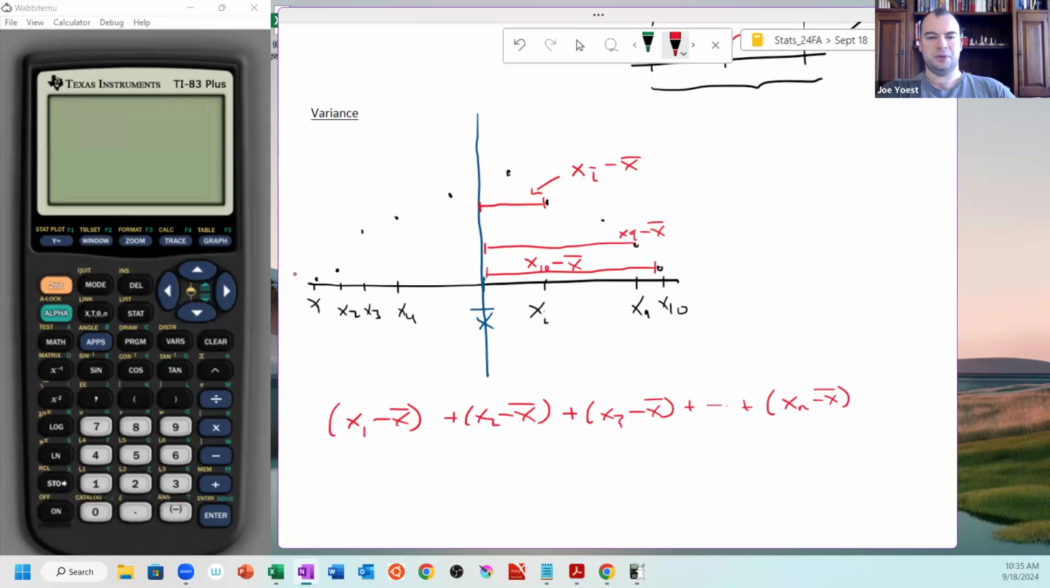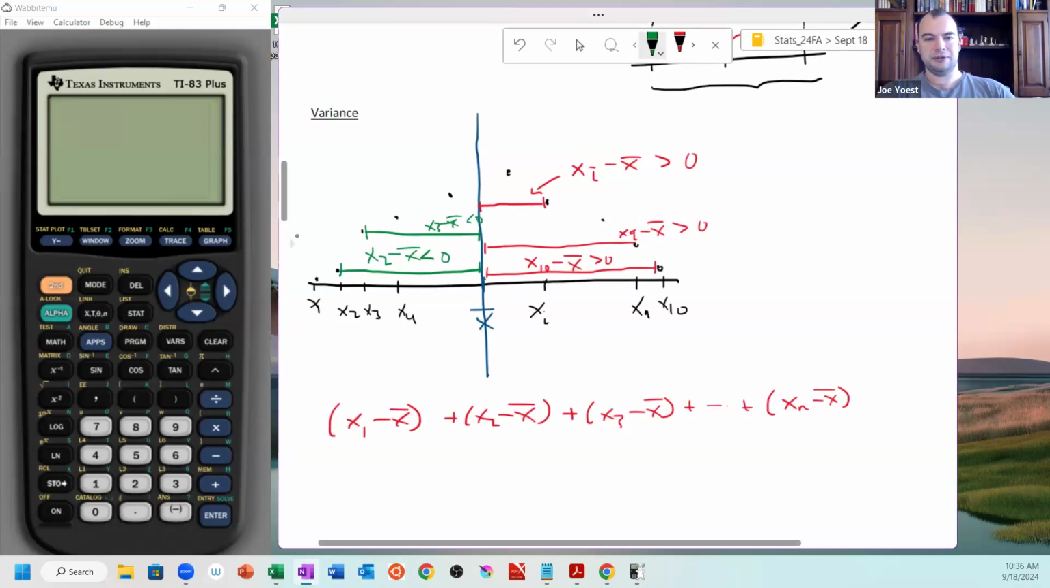On the right-hand side, when the xi's are bigger than the x bars, these are positive numbers. On the left-hand side, though, say x2 minus x bar, if I have a number like 1 minus 10, well, that's actually a negative number, as is, say, x3 minus x bar, and so on. These ones on the left, these quote distances, if I just do xi minus x bar, it's not really a distance. It's like a signed distance.